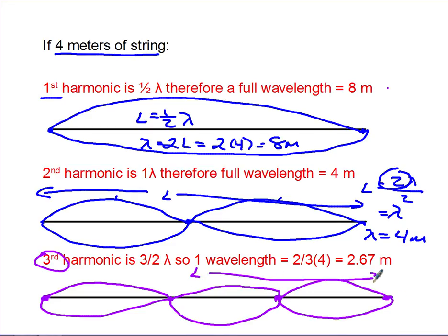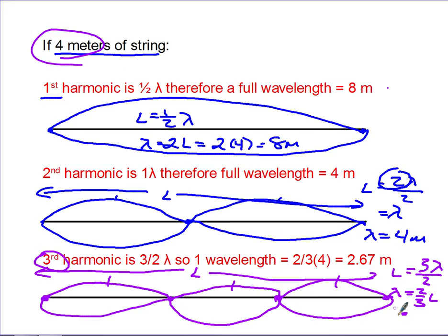The length is the length of the string. So L is 1, 2, 3, 3 lambda over 2. So the wavelength is going to be 2/3 L. Now let's see, the length of my string is still 4 meters. So this is 2 times 4 divided by 3, or 2.67 meters. So right here, this is one wavelength.